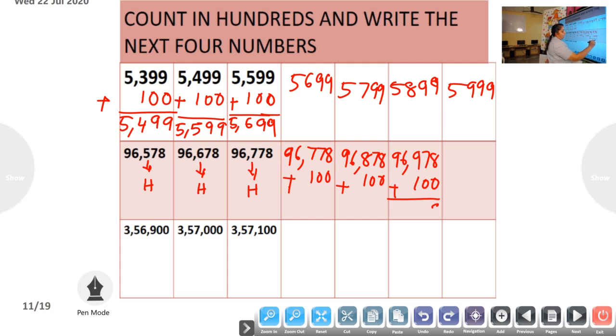Yes. Here, 8, 7 and plus 1. Yes, 10 here. So carry over there. You have to add 1 to the 1,000. If you are getting 10, you have to add 1 as a carry over. You have to add it to the 1,000. So you are getting 97,078, isn't it? 97,078. Is it clear?